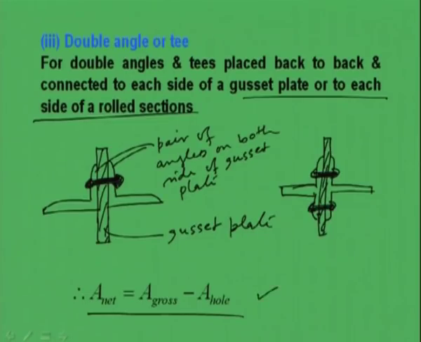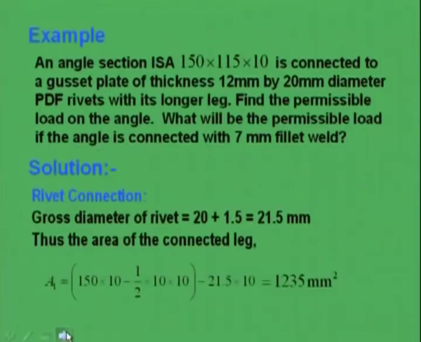In this case, A hole means 2 into d into t, because two rivets are there, the diameter of the rivets is d, and t is the thickness of the flange. So if we have these, then I can find out the net area. This is the way to calculate the net area for different types of sections if placed in different ways. So with this, let us go through some examples.